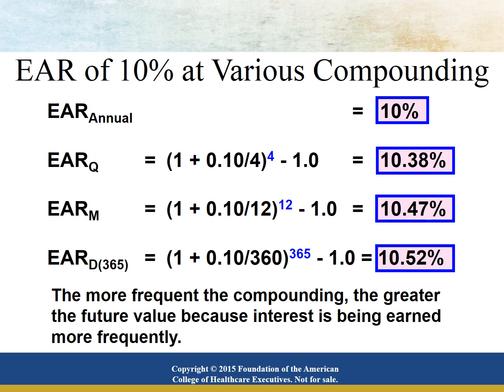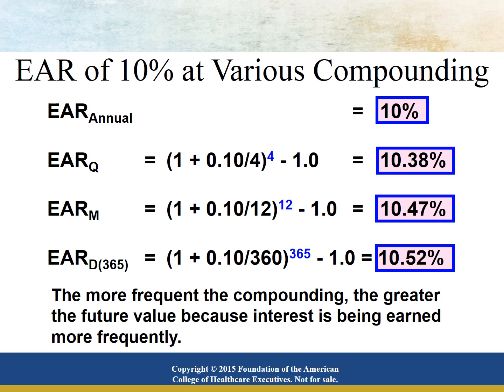So, the earned annual rate at various compounding. If you only compound one time, annual compounding, 10% is 10%. If we're doing it quarterly, so 4 times a year, we take the interest rate divided by 4, which is how many periods we're going to do in a year, and we get 10.38. Starts going up fast. If we do it monthly, divide that interest rate by 12 to the power of 12, 10.47. We're almost a full half point of interest higher when we do it monthly.